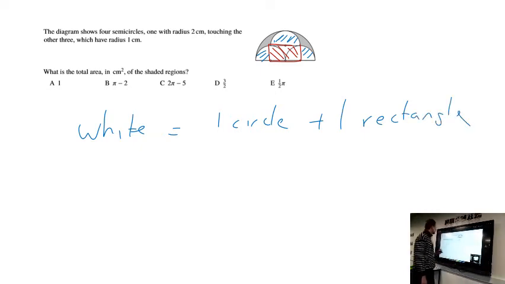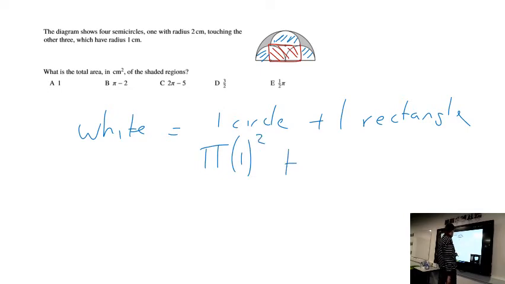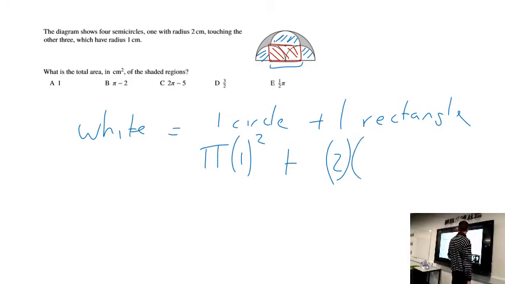So the area of the circle is equal to pi r squared. What's the radius of the smaller circles? This is 1, so it's 1 squared. The rectangle, this is going to be the length. So the length here is going to be 2. This radius is 1 times the width, which is 1. So this is going to equal 2. So this is going to be pi plus 2.